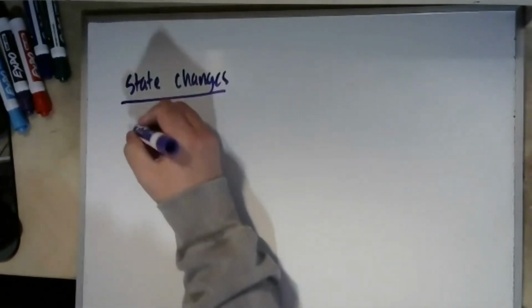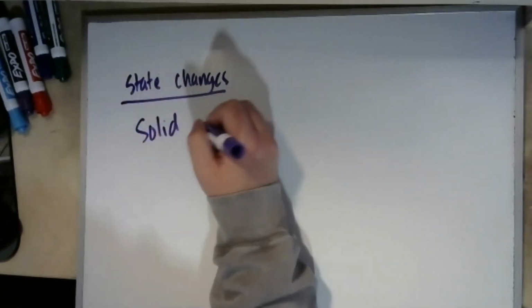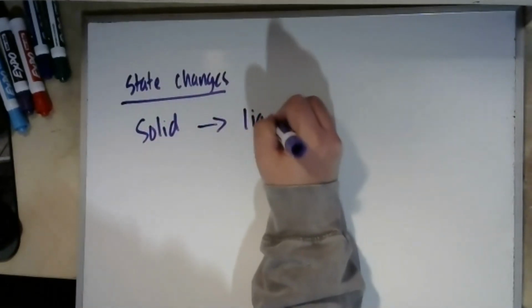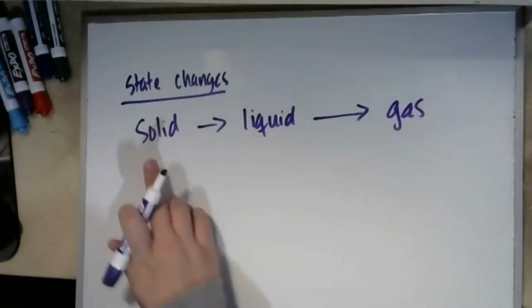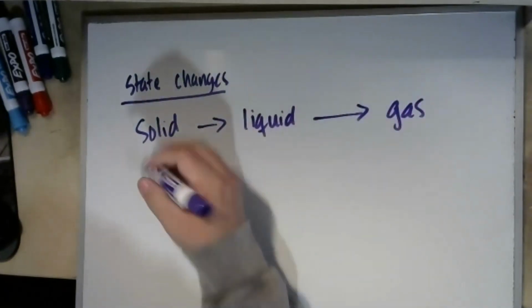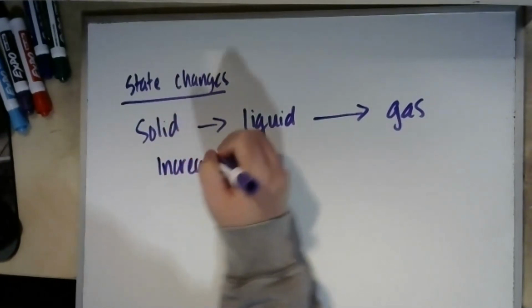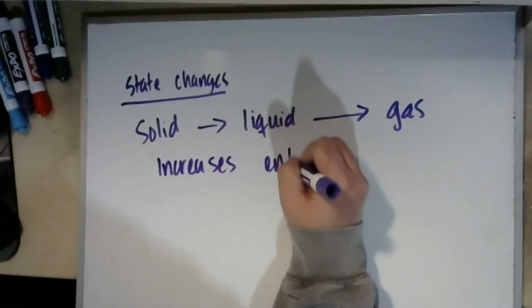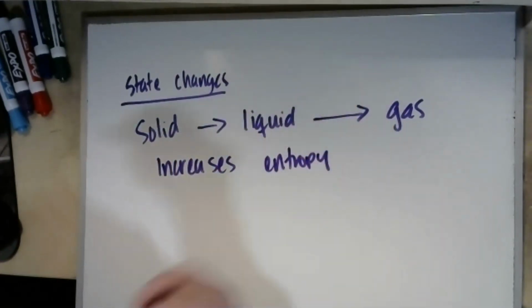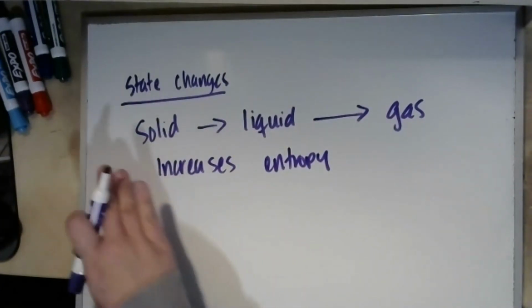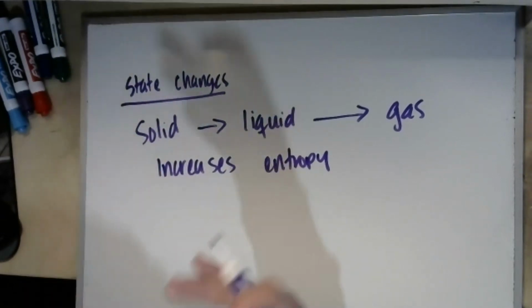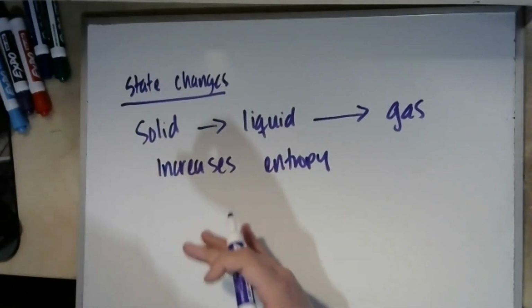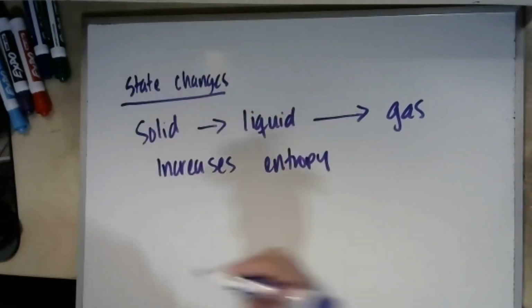But for our state changes, when we're moving from solid to liquid, or liquid to gas, the transition in this direction increases entropy, right? Because entropy is going to be a measurement of disorder. So moving from something that's in the solid state to the liquid state, it makes sense that we would consider that an increase in randomness. Okay.